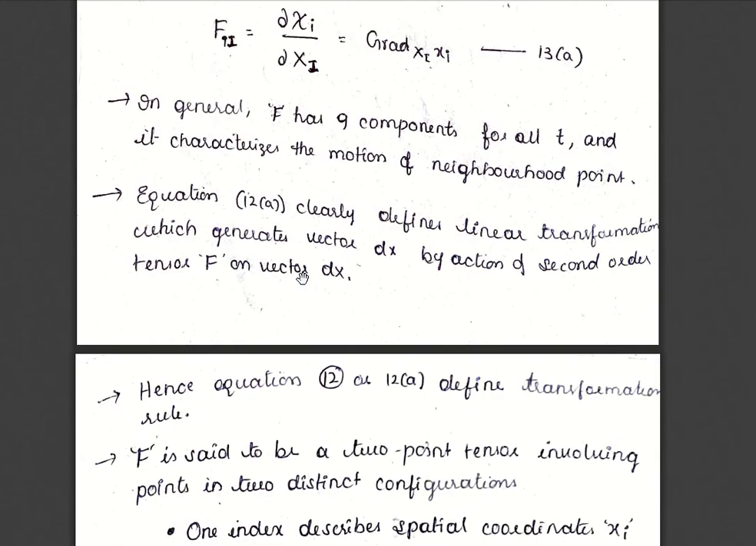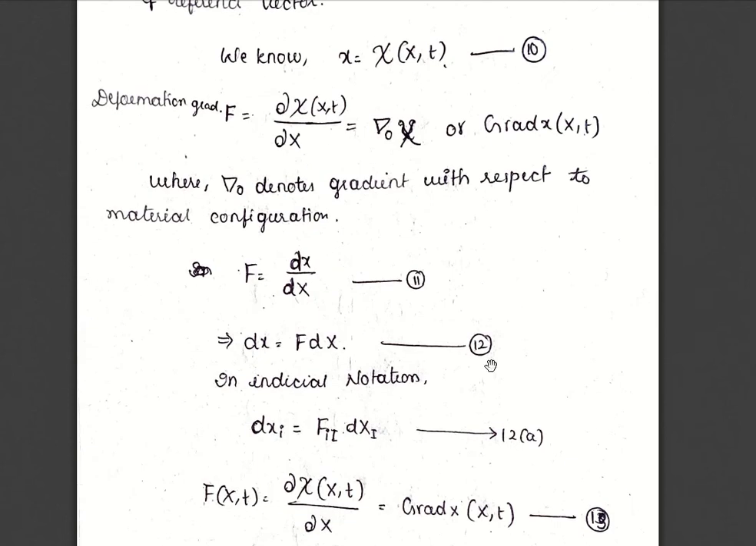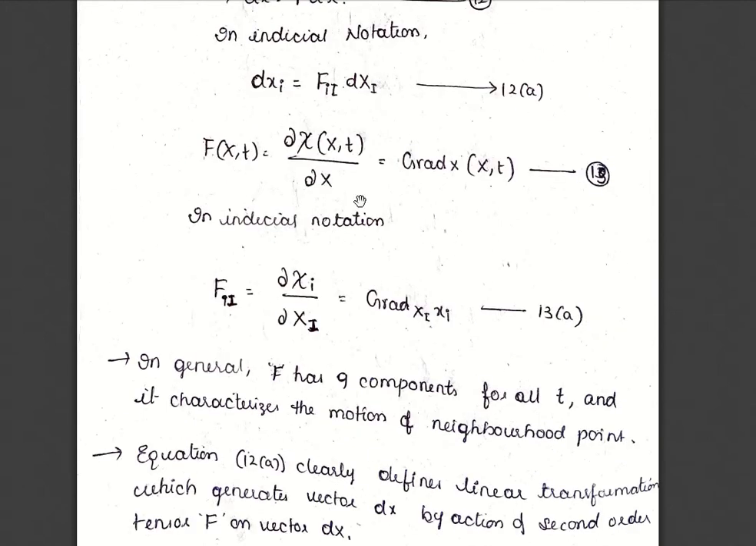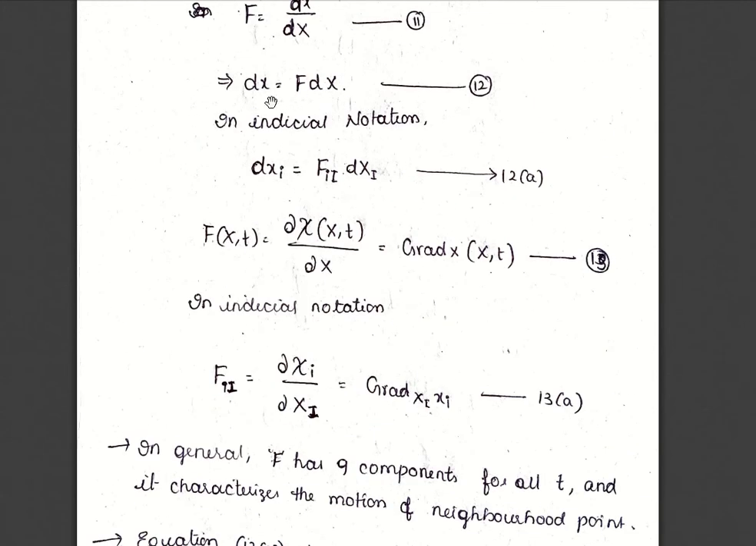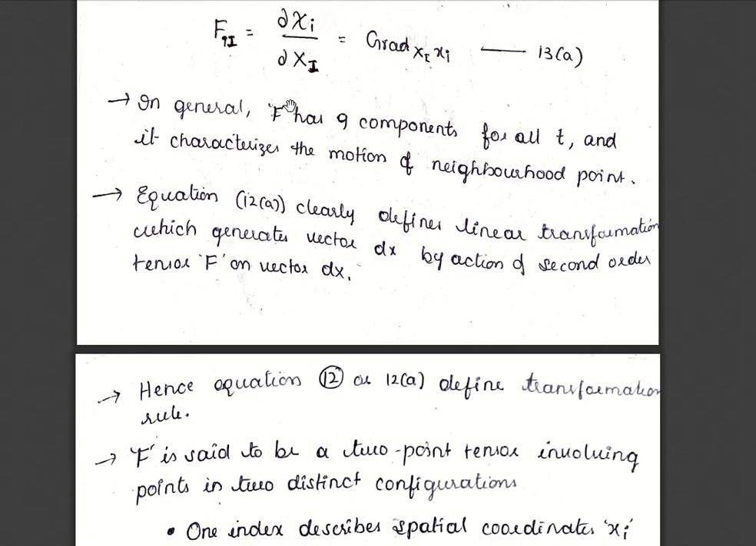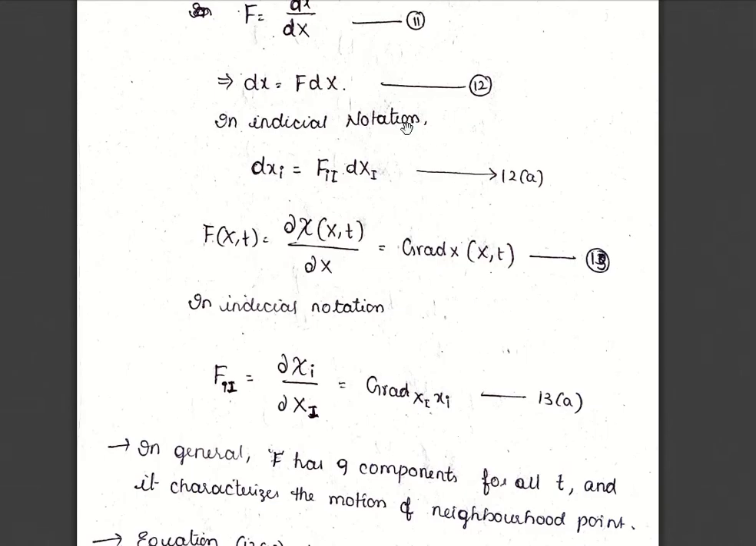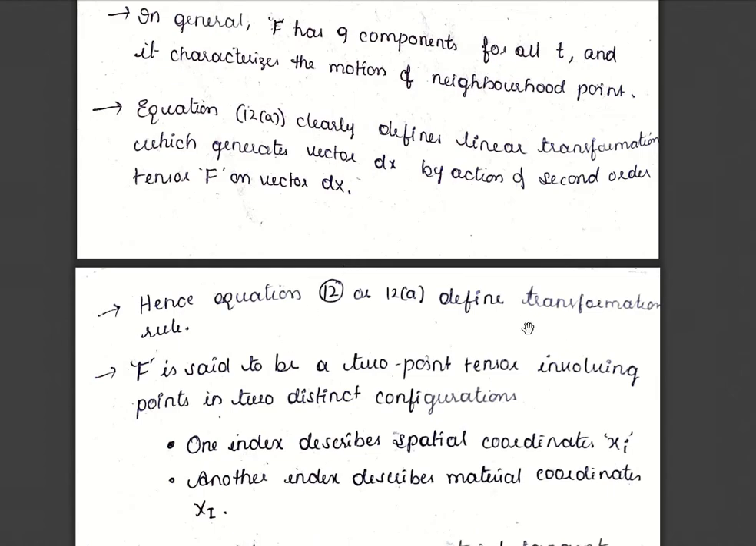So equation 12 and 12a clearly define the linear transformation which generates the vector dx by the action of the second-order tensor on the vector dX. So this is like y is equal to mx, just like a linear equation. So it has a linear component. Being the deformation gradient, just like y is equal to mx, where m represents the slope, F represents the slope or gradient here. Hence these equations 12 and 12a, which I have shown, index notation and direct notation, define the transformation rule.